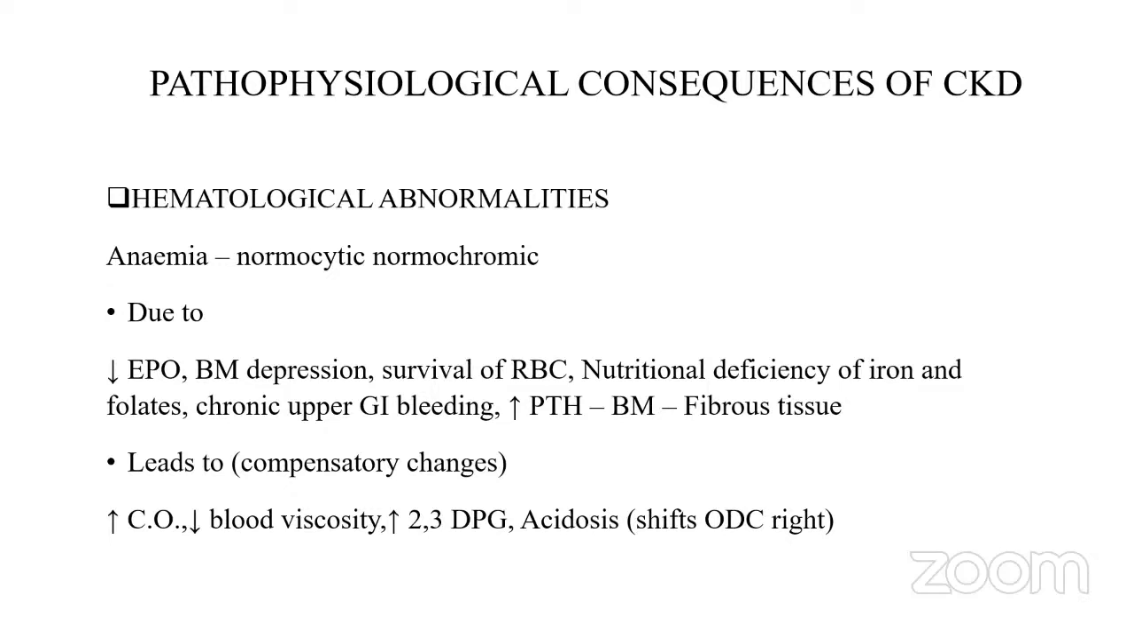These patients usually have normocytic normochromic anemia. It might be due to decreased erythropoietin, bone marrow depression, decreased survival of RBCs, nutritional deficiency of iron and folate, and chronic upper GI bleeding. And these patients usually have increased parathyroid hormone. It can lead to fibrous tissue replacement of the bone marrow. Compensatory changes are increased cardiac output, decreased blood viscosity, increased 2,3-diphosphoglycerate, and acidosis. These all lead to a shift of the oxygen dissociation curve to the right.